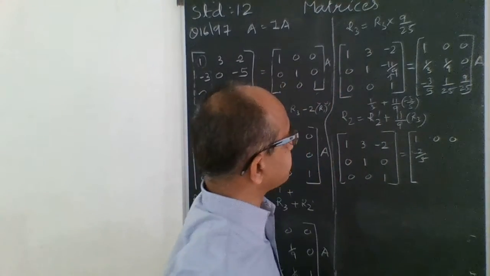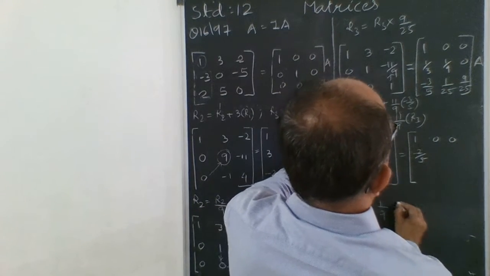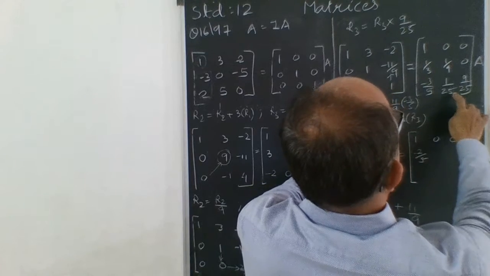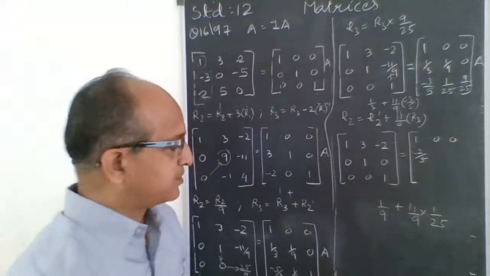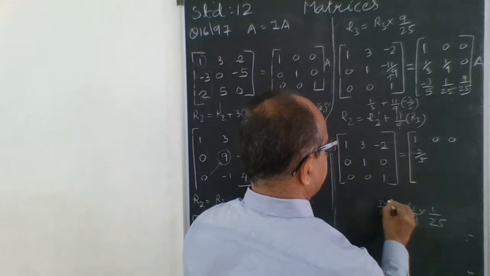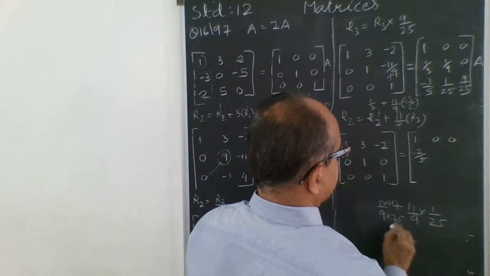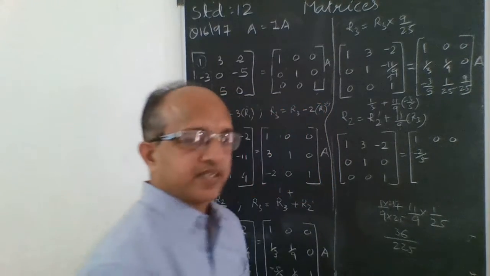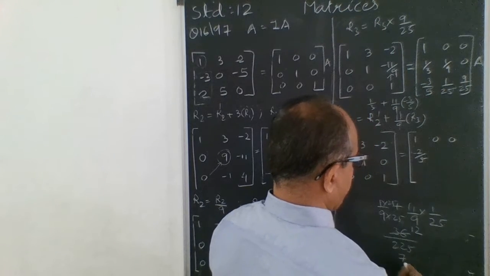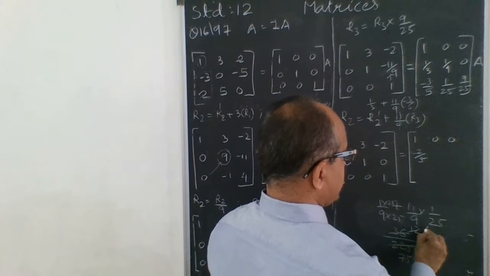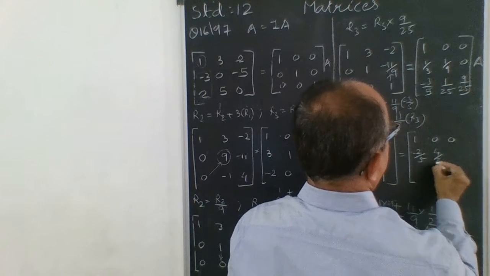Then second, R2. R2 is what? 1 upon 9 plus 11 upon 9 into R3. R3 is what? 1 upon 25. So here we need to multiply by 25. So 9 5s are 225. 25 plus 11, that is 36. We can reduce this. 12 3s are 36, 3 7s are 21... 3 5... Still we can reduce. 3 4s are 12 and 25. So what we are getting? 4 upon 25 this.